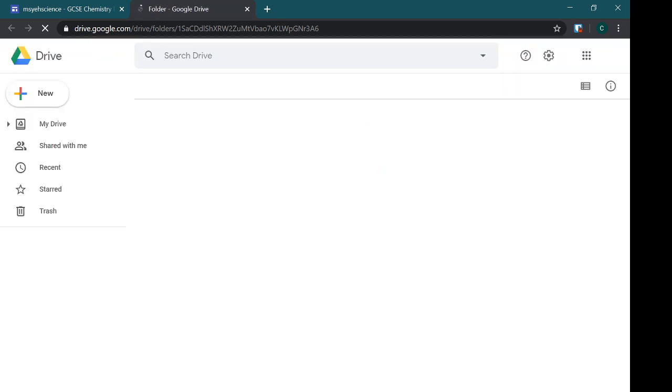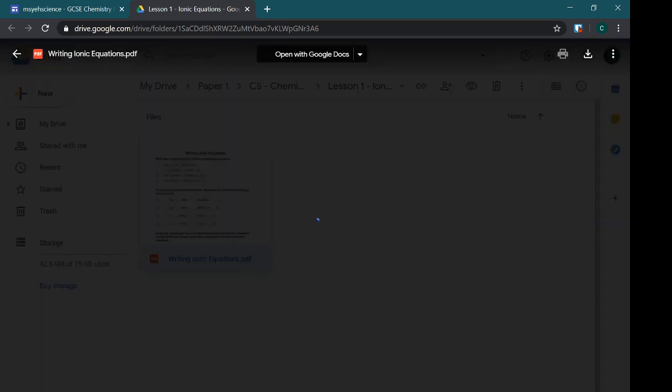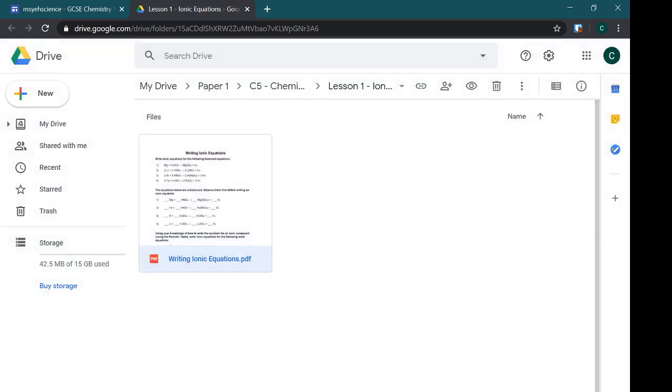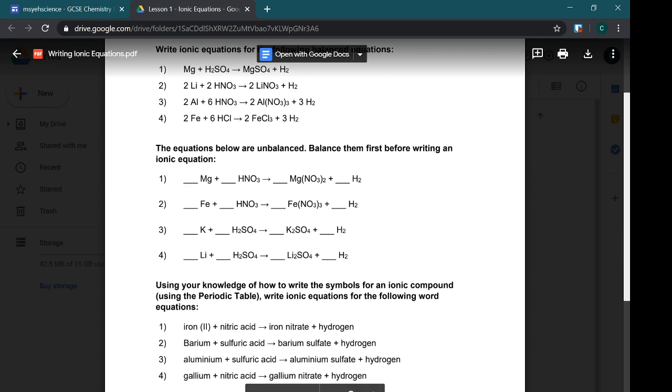That's loading up. You should have this sheet. You don't have to print this off, you could just do it on a separate piece of paper. But I have this sort of ramped up in challenge.